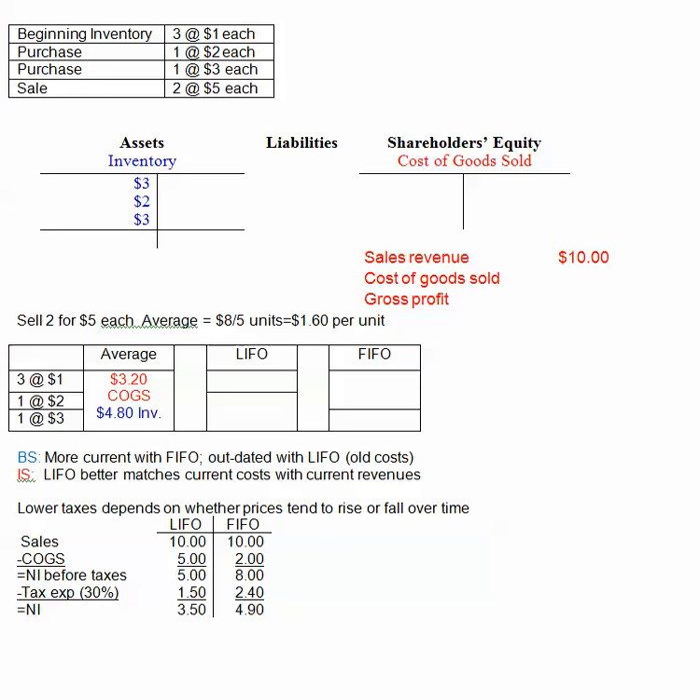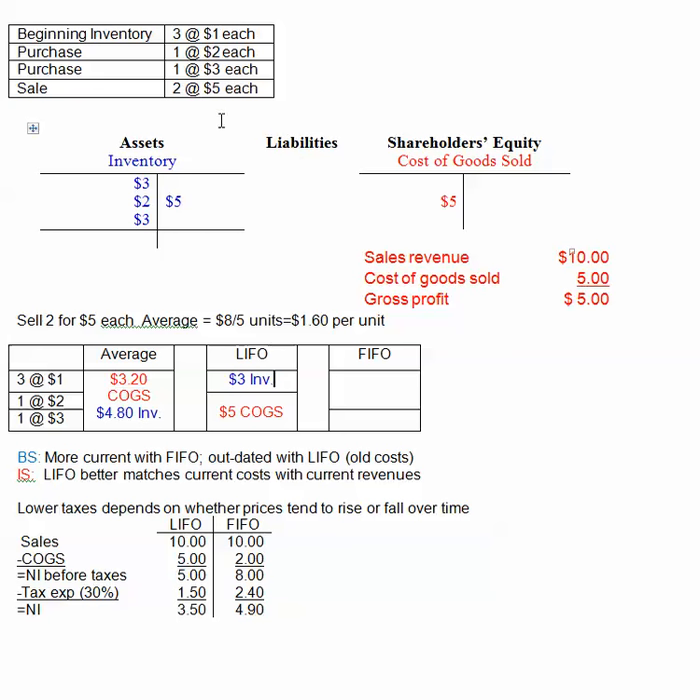So you're going to assume this $5 is going out the door. So their cost of goods sold is $5, and their gross profit is $5. Now, as far as what's left in inventory, then is that older, the three older goods at $1 a piece.